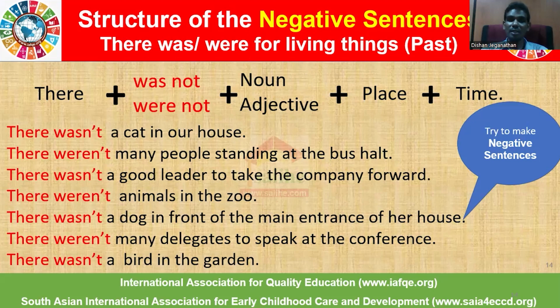There wasn't a dog in front of the main entrance of a house. There weren't many delegates to speak at the conference. There wasn't a bird in the garden. So, what were the living things? The nouns cat, people, leader, animals, dog, delegates, and bird.